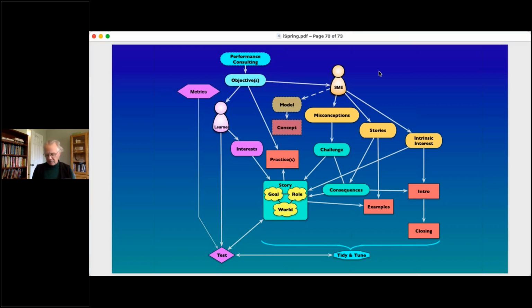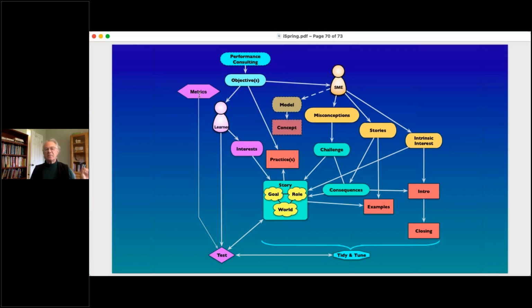And so making sure that it's a real meaningful thing comes from performance consulting and creating an objective, because that objective guides you in making an important practice and creating a story around that practice. But the goal comes from good objectives and from your subject matter experts. You'll need models, but misconceptions are a really important component, and getting good stories from them and finding the intrinsic interest. Here's the aspect. They have spent years becoming experts in this. What made that so fascinating for them? If you can tap into that, you have a real advantage.